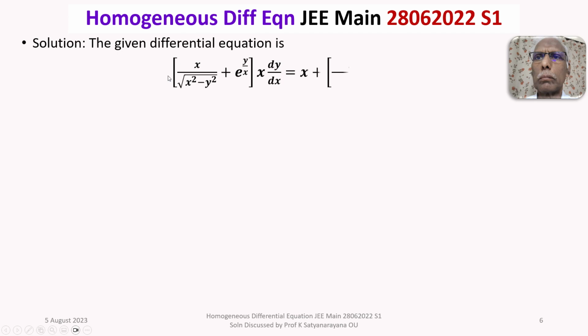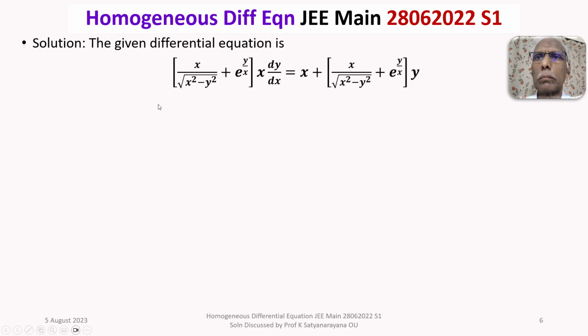We now discuss the solution of the problem in detail. The given differential equation is this one, that is, in brackets x by under the square root of x square minus y square, plus e to the power y by x, bracket close, x dy by dx is equal to x plus in brackets x by under the square root of x square minus y square plus e to the power of y by x, bracket close, multiplied by y.